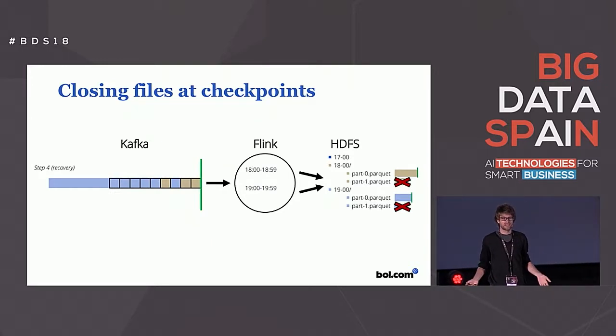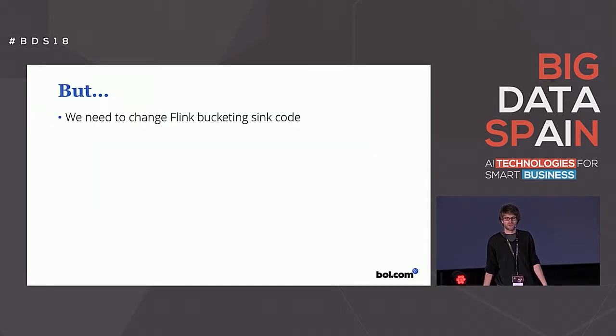So that actually helps us because we don't need truncating. We don't need to know the position. We just close the files at every checkpoint. So that kind of solves our problem. But there's always a but. In order to do this, we needed to change the Flink bucketing sink code, which feels kind of tricky.